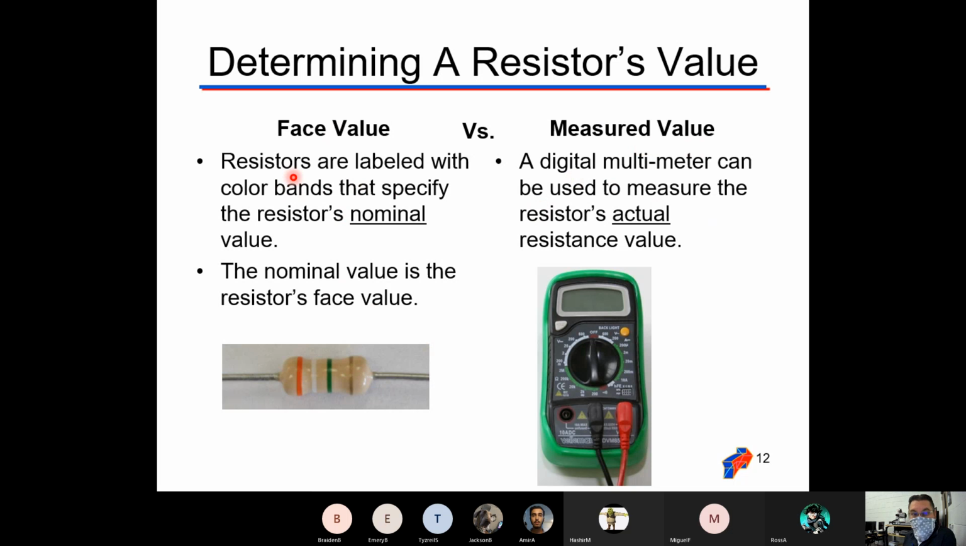So face value is the value that is represented by the color scheme on the actual resistor. The color bands on the resistor are going to tell you a specific amount that should be the value of that resistor. Okay, so this is what it should be. The measured value is going to be taken by a multimeter, and you're going to find out what the actual value is. So you can compare what it should be to what it actually is.